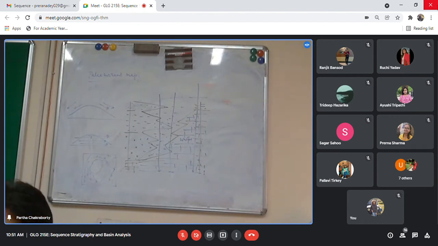All definitions are wrong actually. What is a reservoir? Any rock which has the property of proper porosity and permeability. That is a reservoir. What is the unit of porosity?